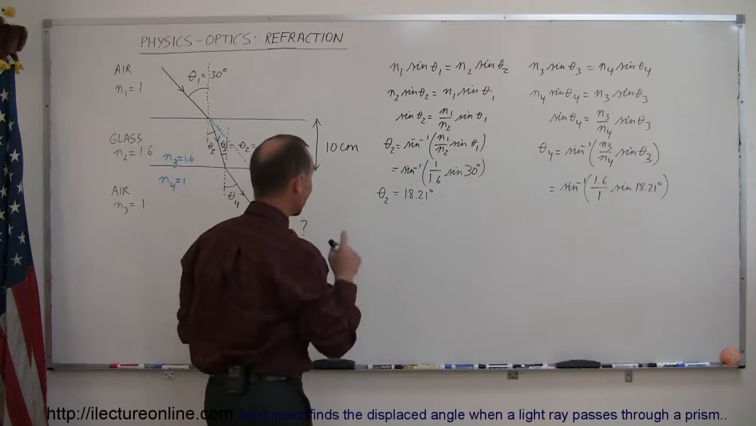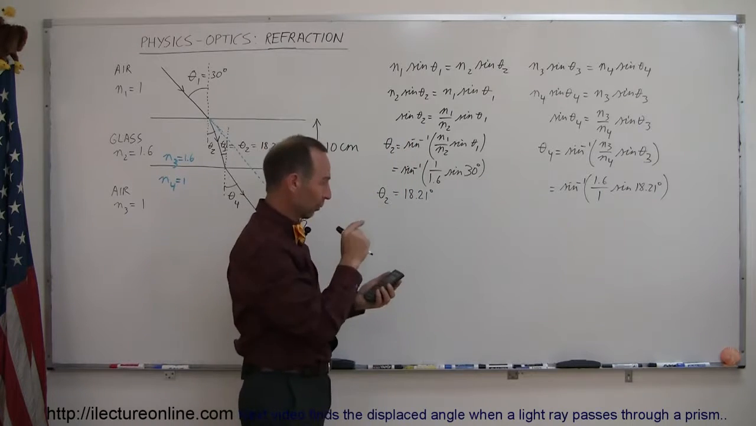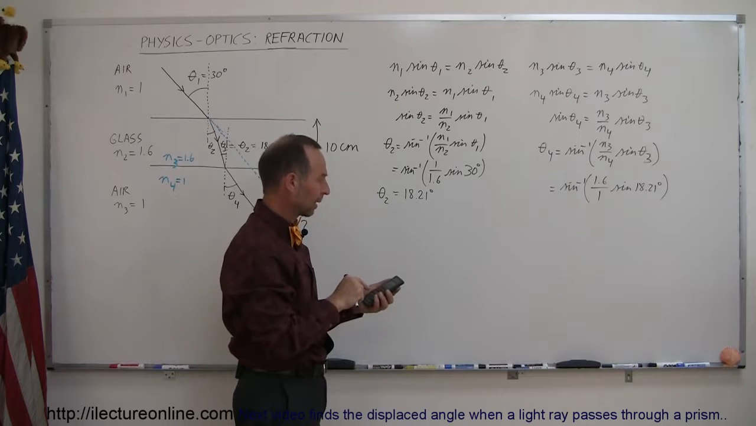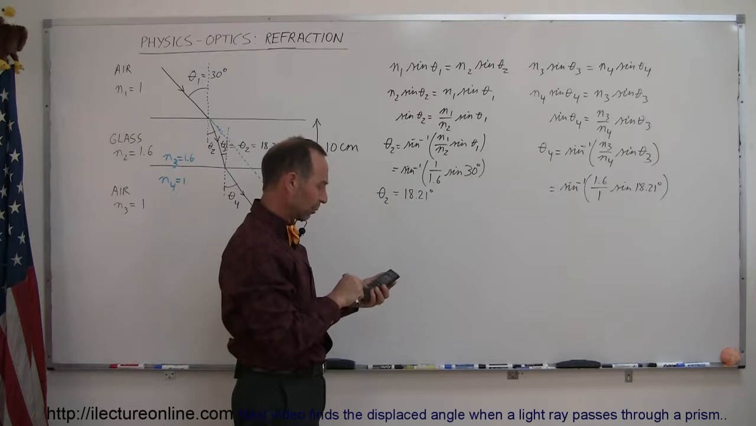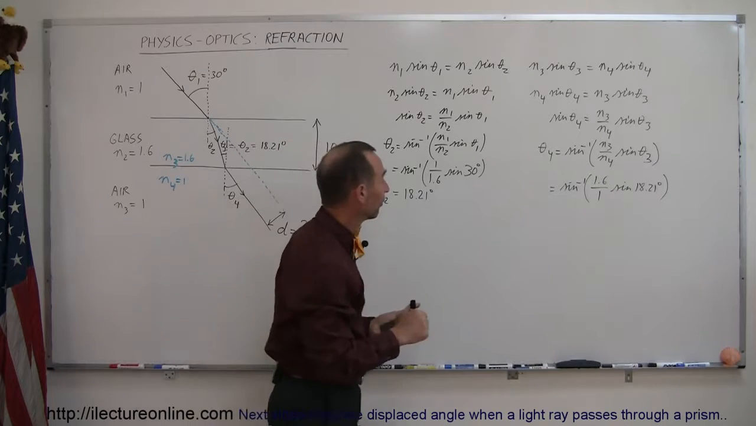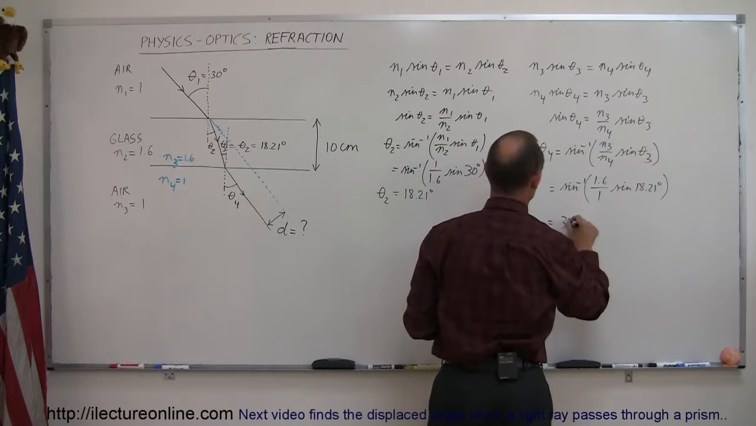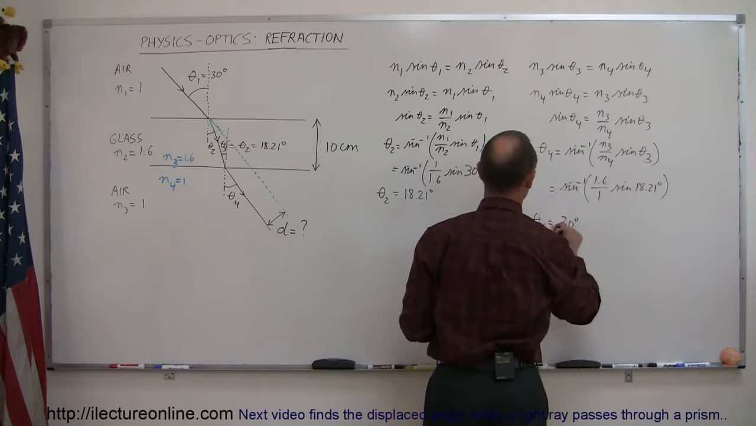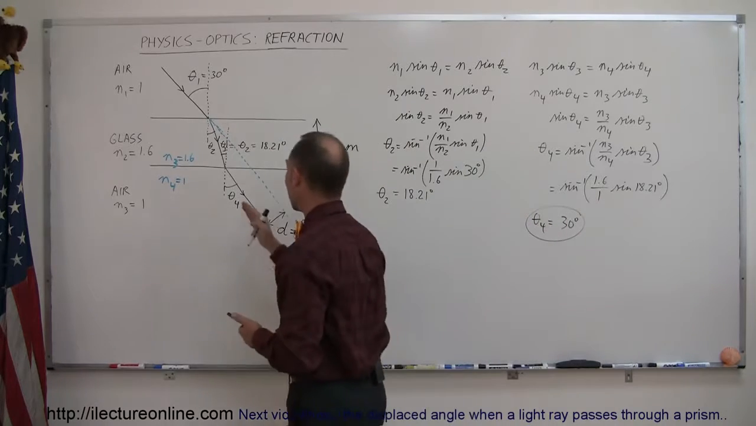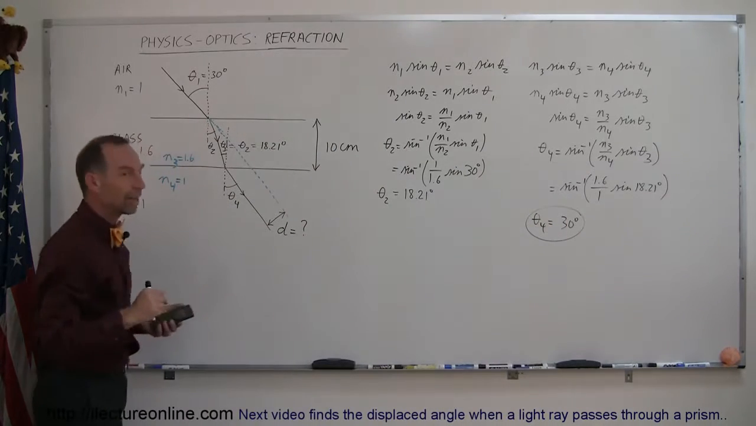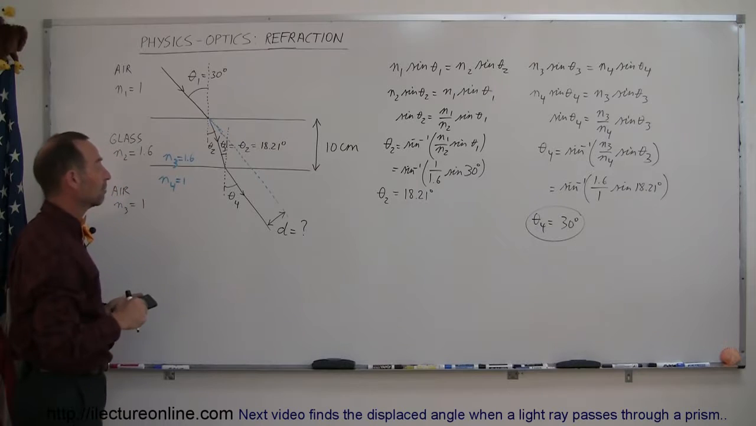Of course, we expect that to be 30 degrees. Let's find out. So we take the sine of that. We multiply that times 1.6. And we take the arc sine of that. And sure enough, that's equal to 30 degrees. That's theta sub 4. That's the exiting angle, the angle of refraction at the second boundary.